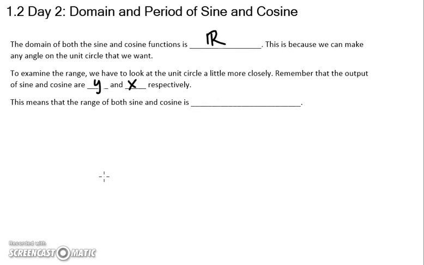So if we look at the smallest x values and the smallest y values, so the smallest sine and cosine values are going to be -1 and the largest are going to be +1. So that's going to give us a range of -1 to 1 for both sine and cosine.